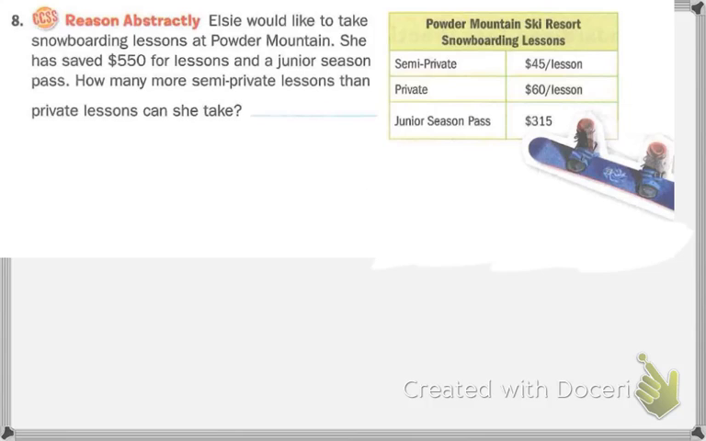Take a moment to try number 8. At least think about it. Hit pause and think about it. But I'm going to give you a hint, though. Your hint is, you don't have to spend all of your money.